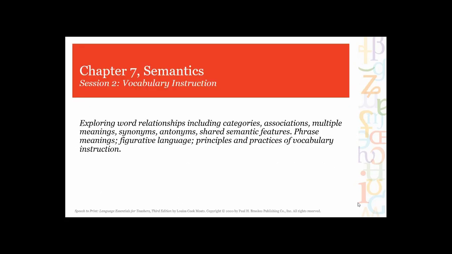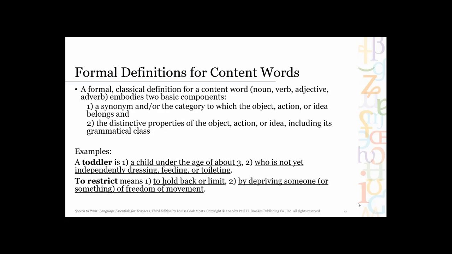Quick review about semantics, so let's shift our focus to that. Let's begin by thinking about formal definitions and how they're constructed. A formal classical definition for a content word, and when I say content word, that means noun, verb, adjective, or adverb, embodies two basic components: a synonym or category to which the object, action, or idea belongs, and the distinctive properties of the object, action, or idea, including its grammatical class. So, two parts to every definition. First, a synonym or category, and then the distinctive properties.